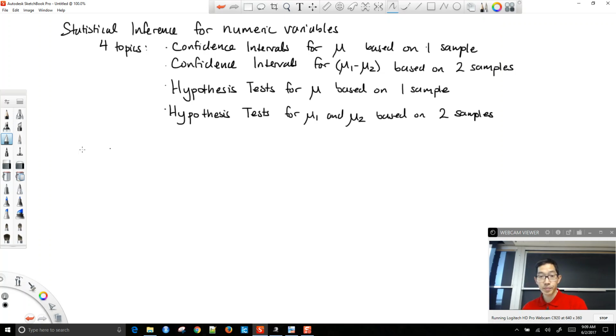So, okay, we do inference about the mean of the population. Now that we have a numeric variable, we are talking about the mean.